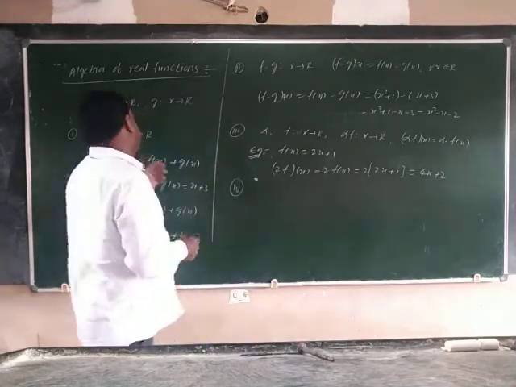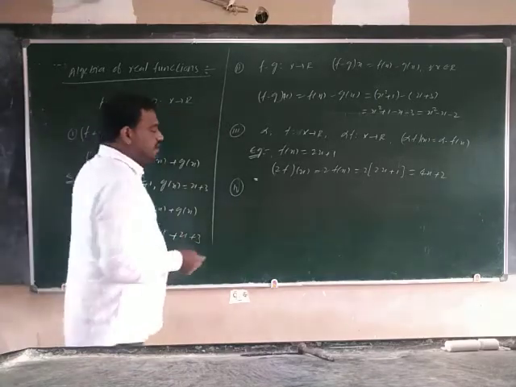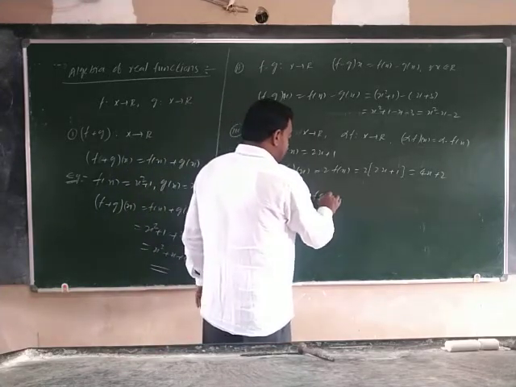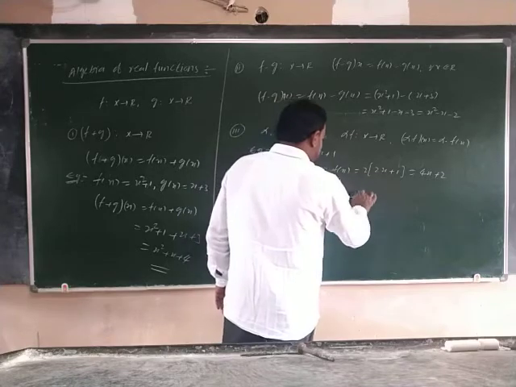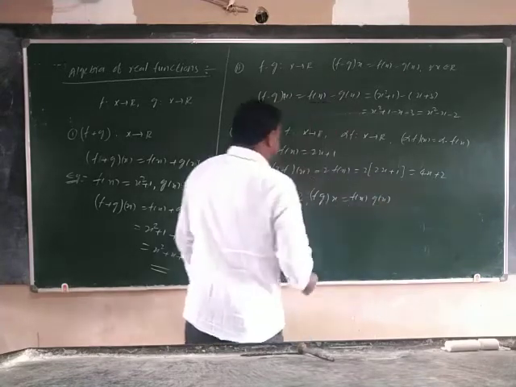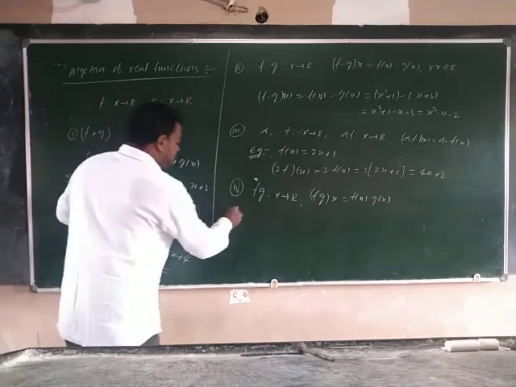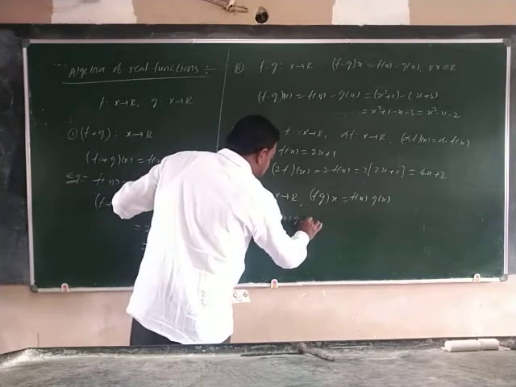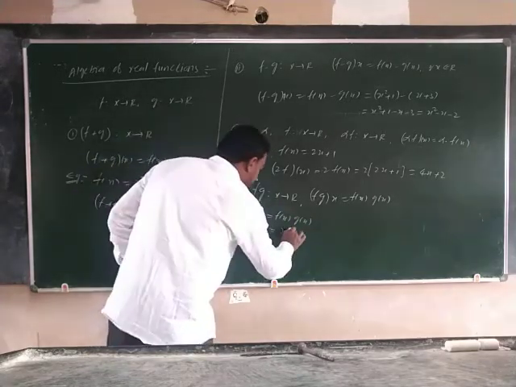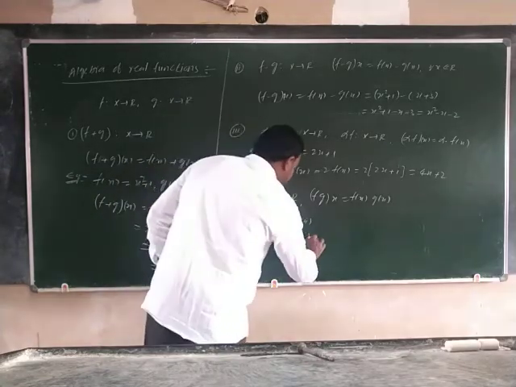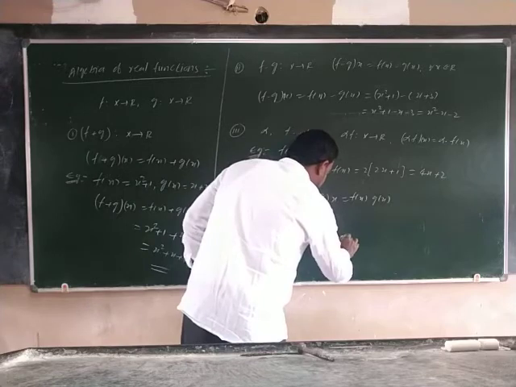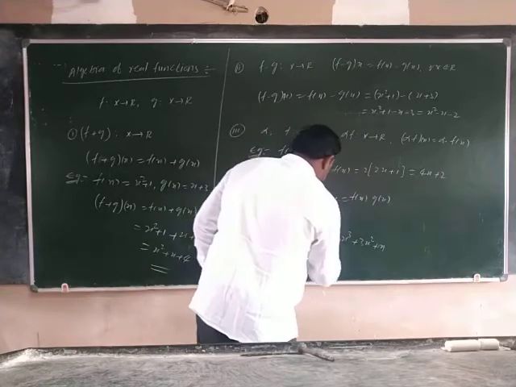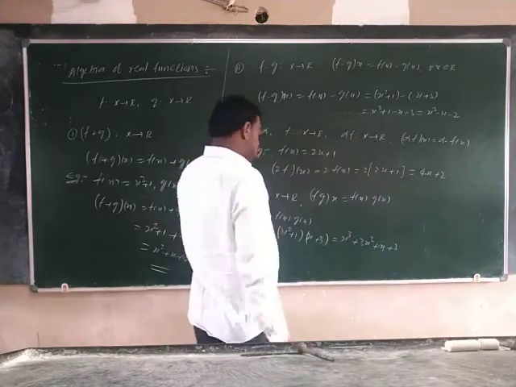f is a mapping from X to R, g is a mapping from X to R. The product f into g is also a mapping from X to R, and it is defined by (f into g) of x is equal to f of x into g of x. Take the same example: f of x is equal to x square plus 1, and g of x is equal to x plus 3. You take the product: x square into x, x cube, x square into 3, 3x square, 1 into x, x, 1 into 3, 3. So this is the f into g.